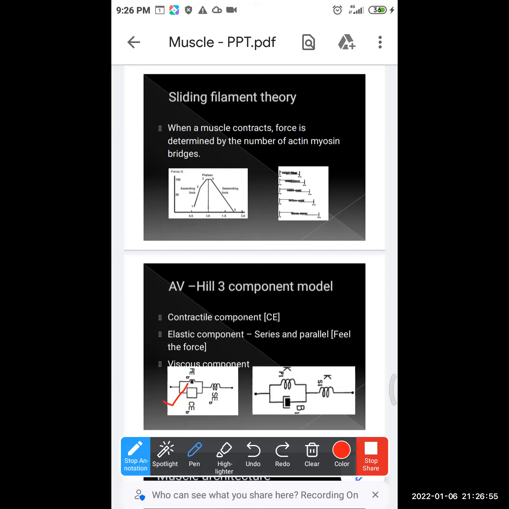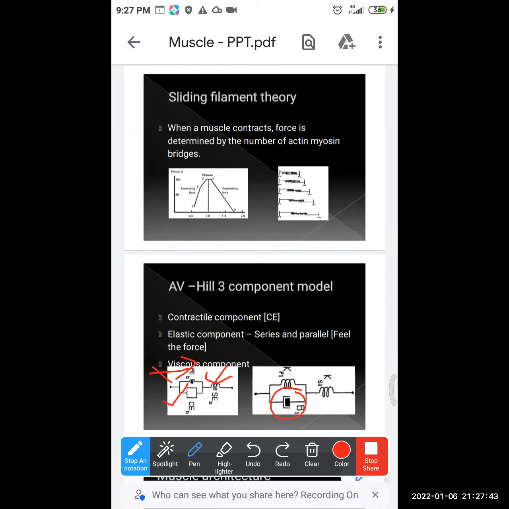And then you have an elastic component, and you have 2 components to the elastic. One is your SE, and the other one is your PE. SE is the element which is in series, and PE is the element which is in parallel. Parallel means to the contractile element, it is parallel. That's the PE component. The second one is the SE component, which is in series, that is in the same line as the contractile element. Both of these are elastic components. And then you have another component here, which is called a viscous component.